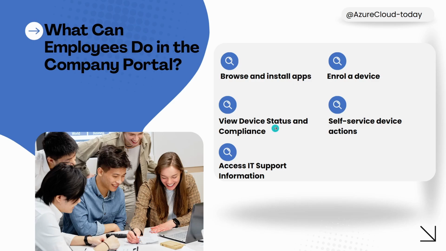View device status and compliance. Employees can also check the compliance status of their devices. The end user could get to know in this screen that maybe their iOS is outdated and hence their device is flagging as non-compliant. Self-service device actions. Over here, the employee can take actions on their own without having to involve IT. For example, if the admin allows, then the user could also factory reset the enrolled device.